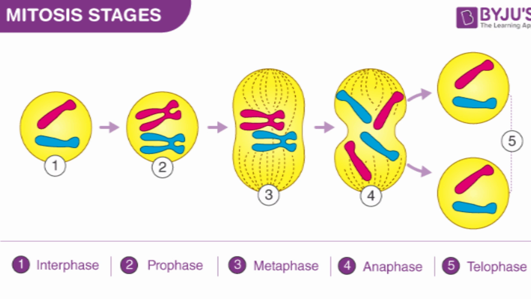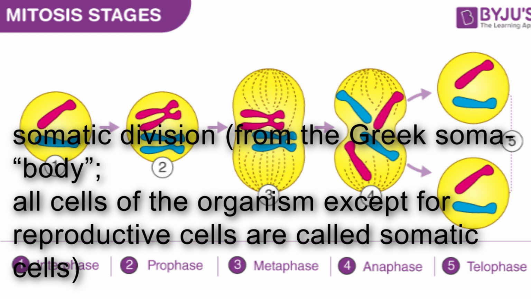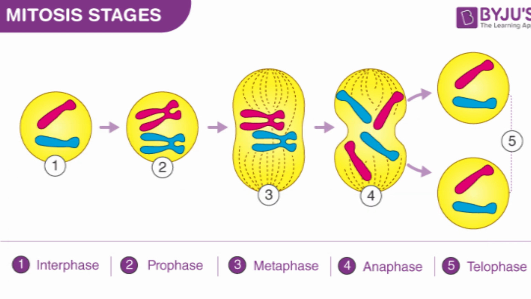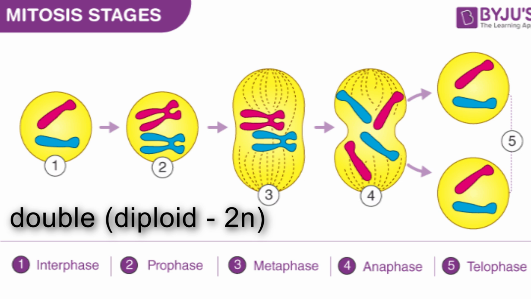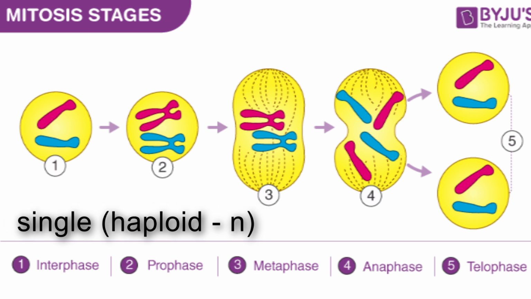The two daughter cells, each approximately half the size of the original mother cell, begin to grow and perform their functions again. In multicellular organisms, mitosis determines the growth of the plant body, which is why it is often called somatic division. Somatic cells have a double set of chromosomes. Reproductive cells have a single set of chromosomes.